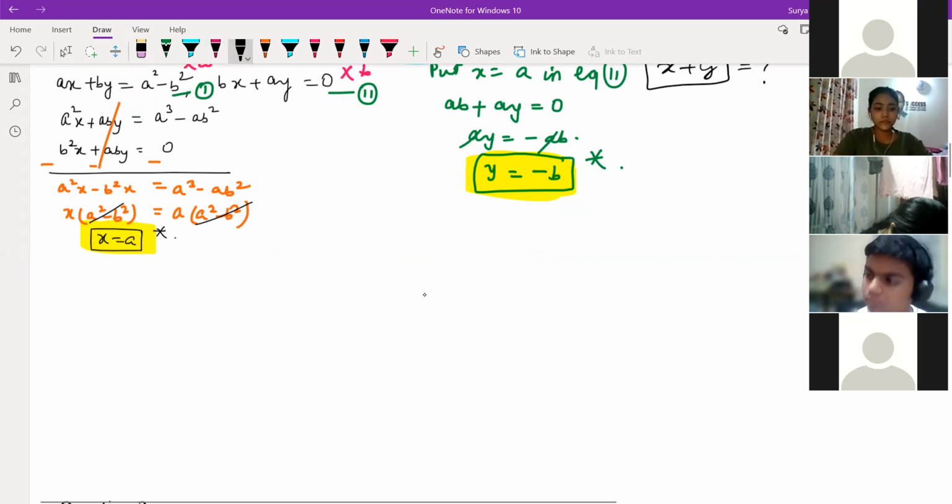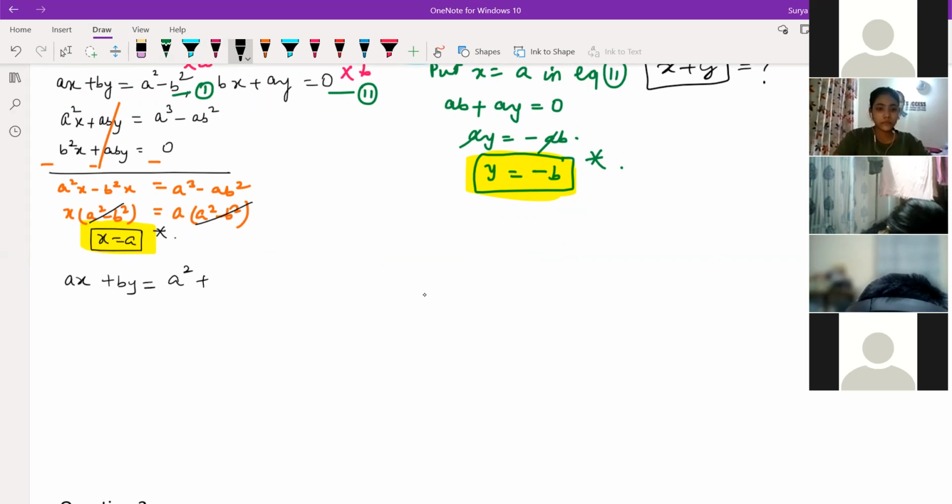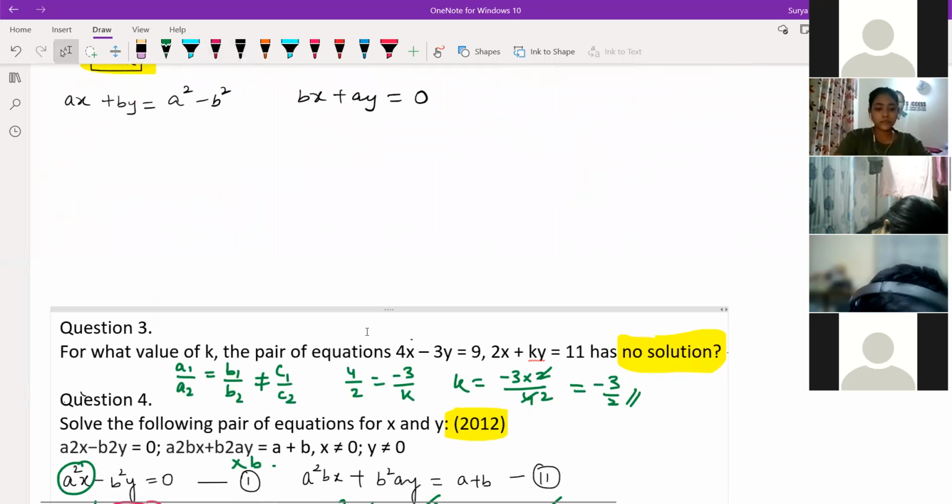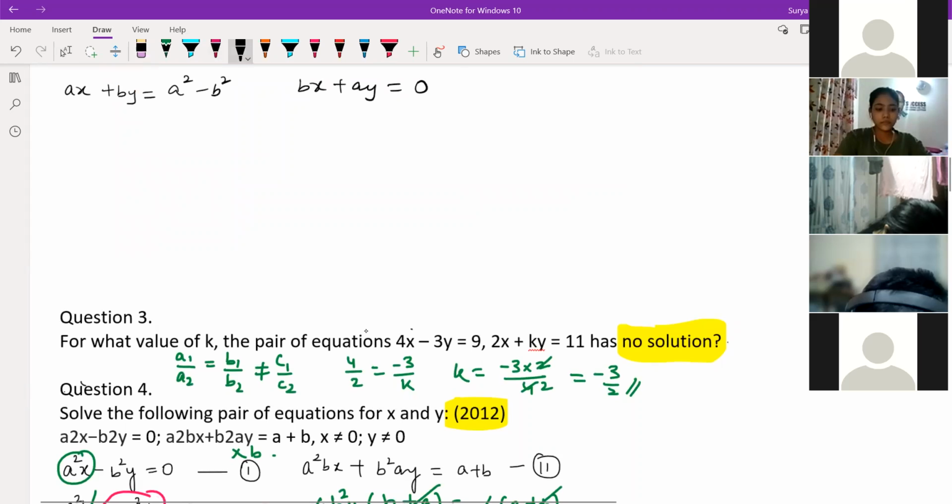I'll write the same question. ax plus by is equal to a square minus b square, right? And bx plus ay is equal to 0. So I'm just doing it by the substitution method. I'll do it by the substitution method.